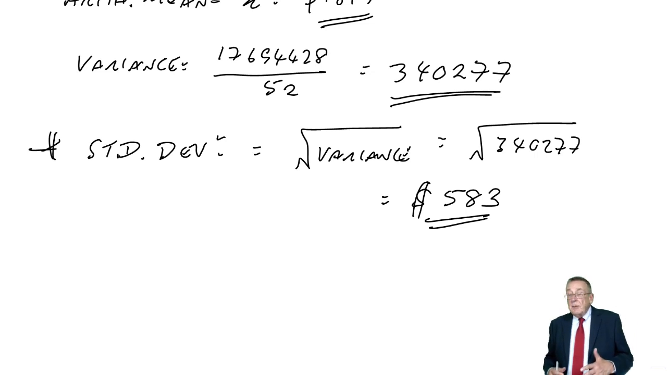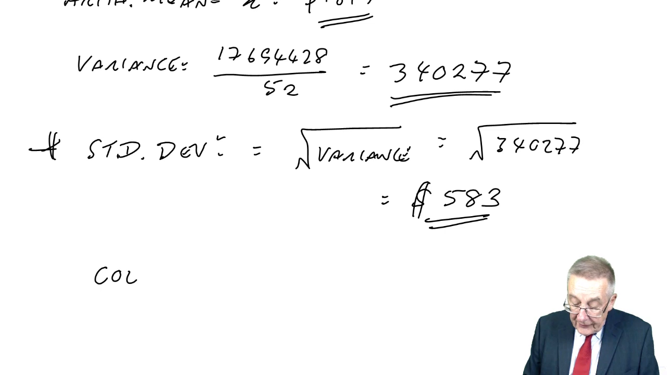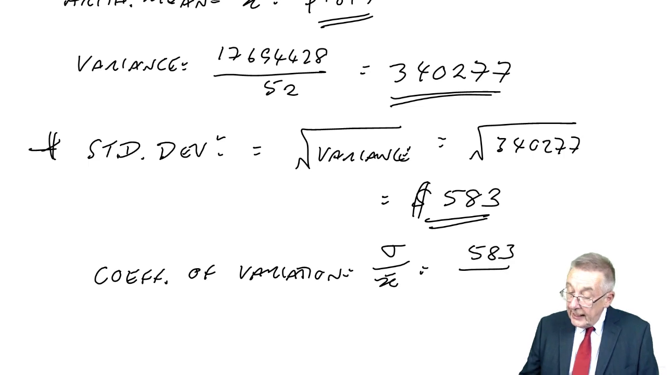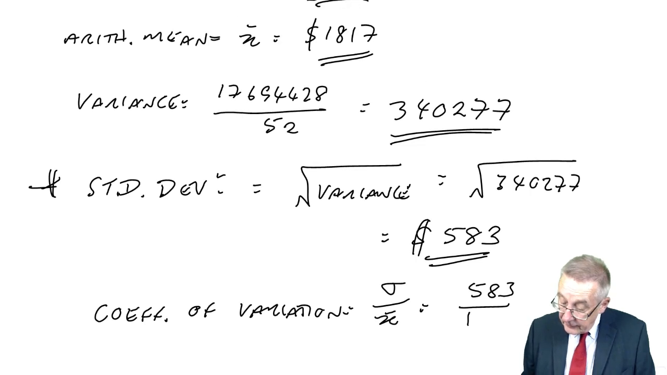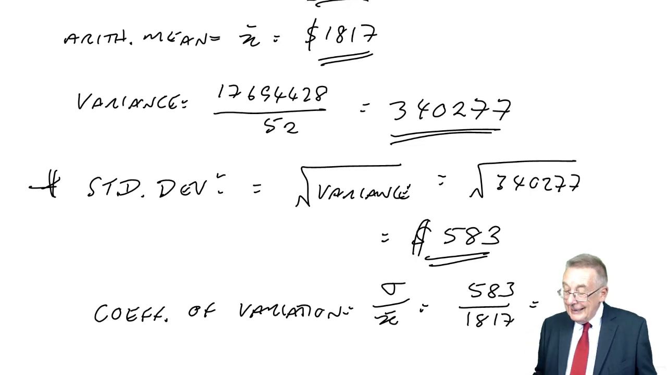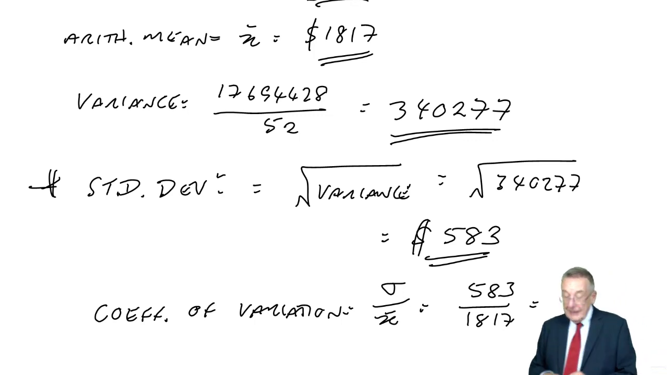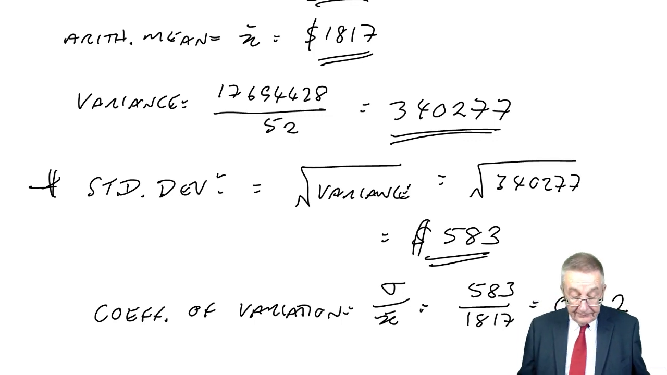And so, although it's something we rarely use, in case it's asked for, the coefficient of variation, as before, is the standard deviation over the mean. Standard deviation 583. The mean again, 1817, I think, was it? Yes, 1817. And so, what does that come to? 0.32.